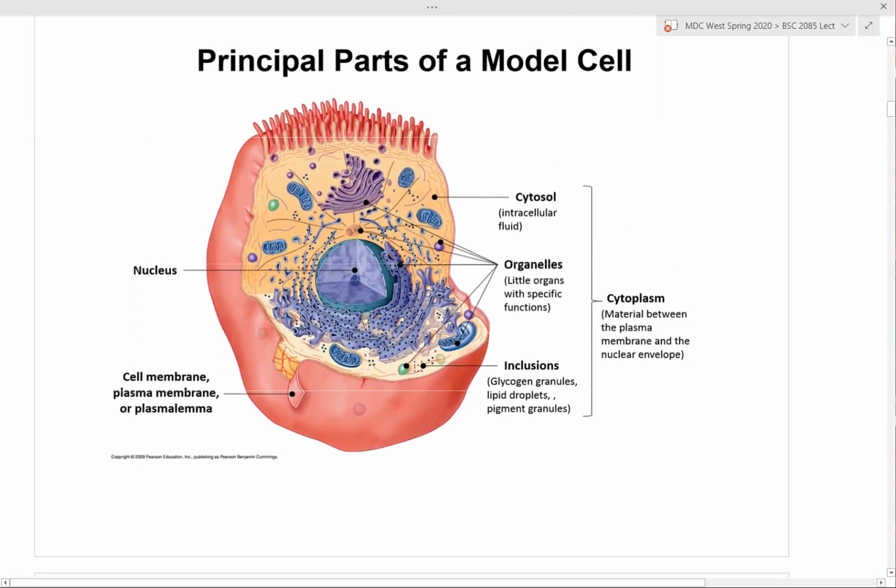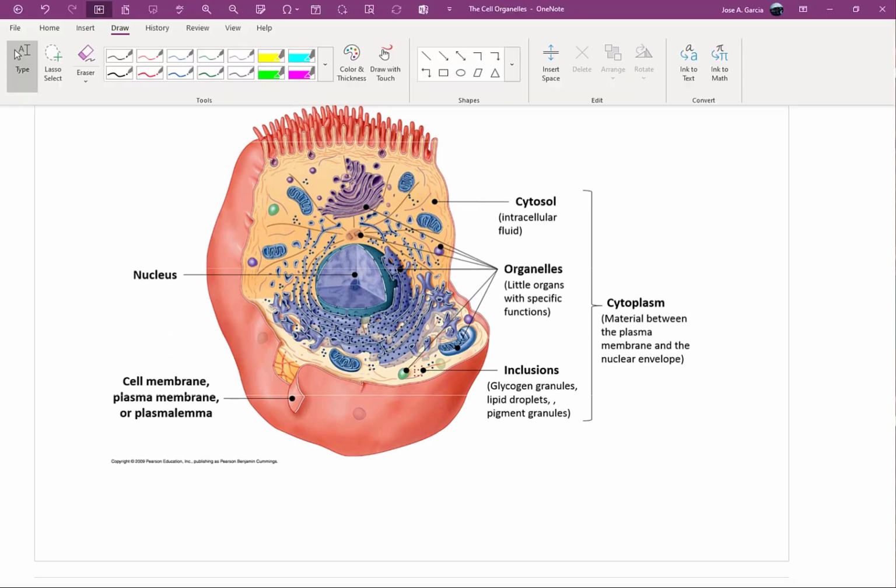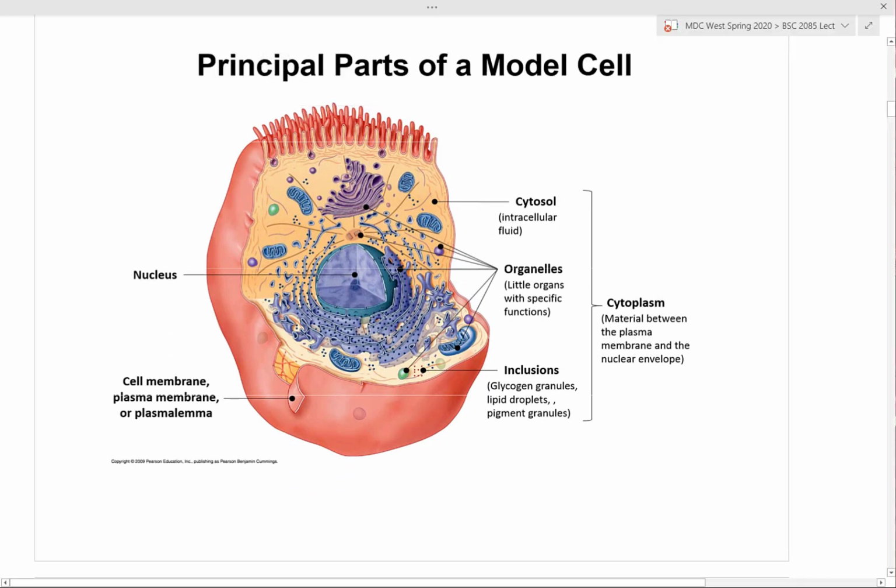So what are the principal parts of the cell model? And again, this is just basic, but the cell is composed of a what? Cell membrane, or also known as the plasma membrane. So those are two synonyms right there, or plasmalemma. Oh my God. Three words which mean what? The same thing. So cell membrane, plasma membrane, or plasmalemma all mean the cell membrane, all of it.